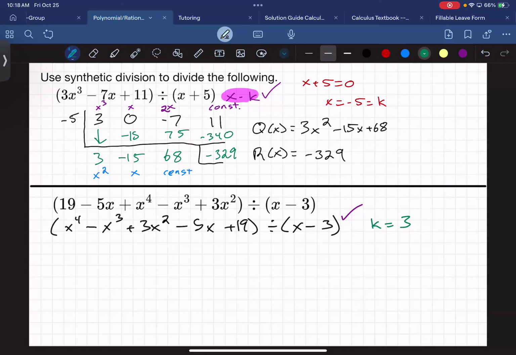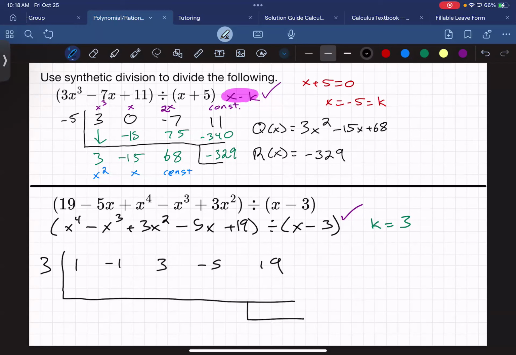From there, we can jump into it. Just this one's going to take a second longer, right? We have our 3 on the outside, then we'll have 1, -1, 3, -5, 19. I don't think I missed anything. The only thing that's taking longer is it's x to the 4th rather than x cubed. That's one of the nice things about synthetic division too, is I could start giving you like say x to the 7th. Yeah, it's going to be a little bit longer, but that's definitely going to take a lot less time than the long division does.